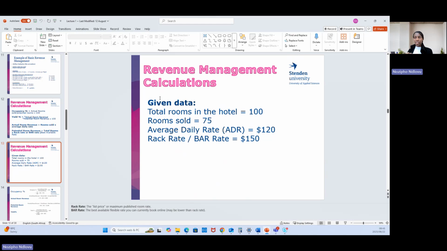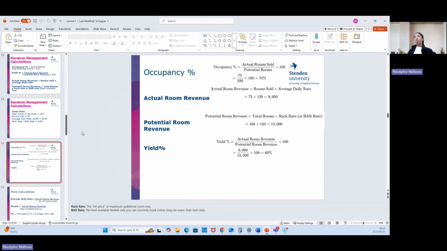So let's look into this example. We are given total rooms in a hotel, there are hundreds of them. The rooms that are sold are 75. The average that they charge, the ADR, is 120, and then the bar rate is 150. I ask you to calculate the occupancy percentage, the actual room revenue, the potential room revenue, and the yield.